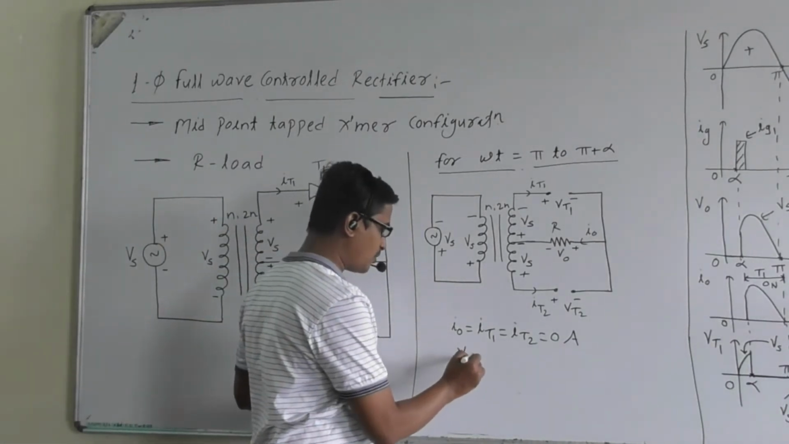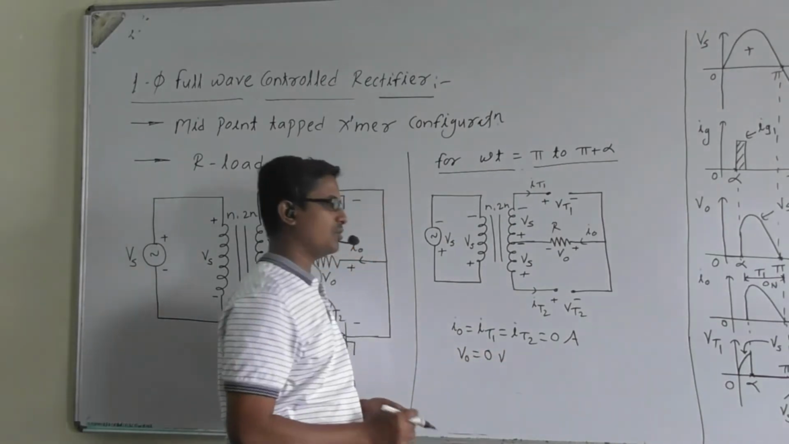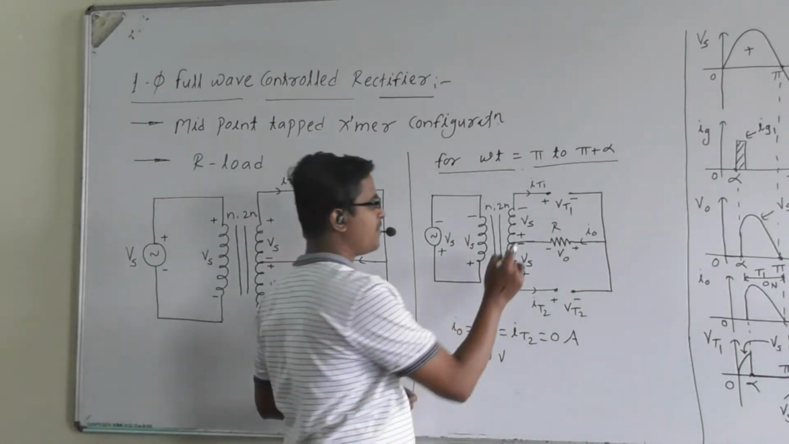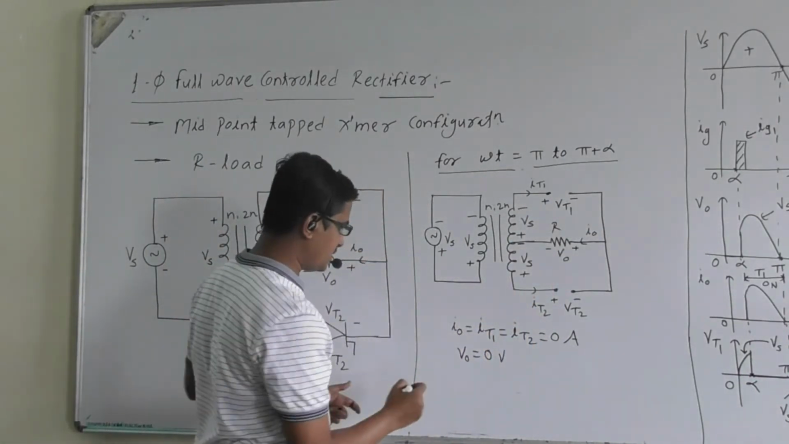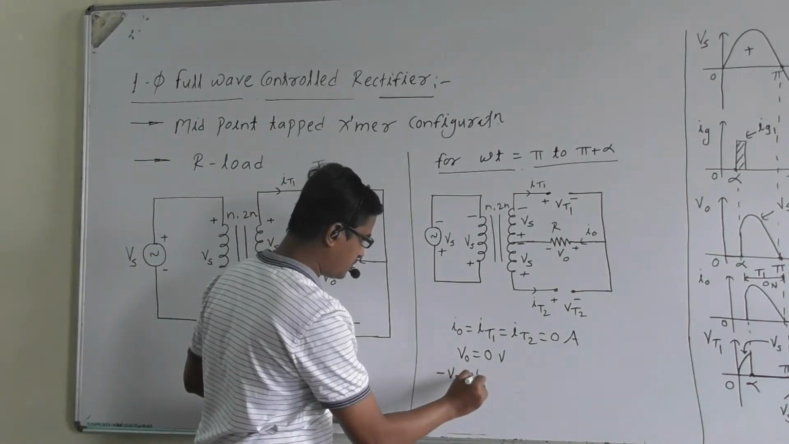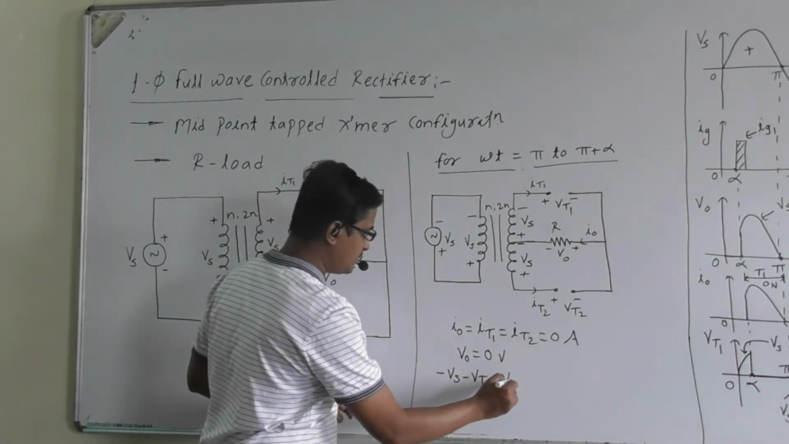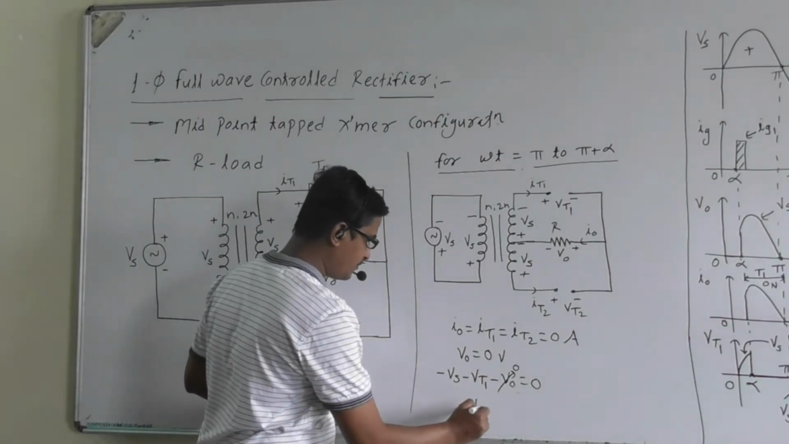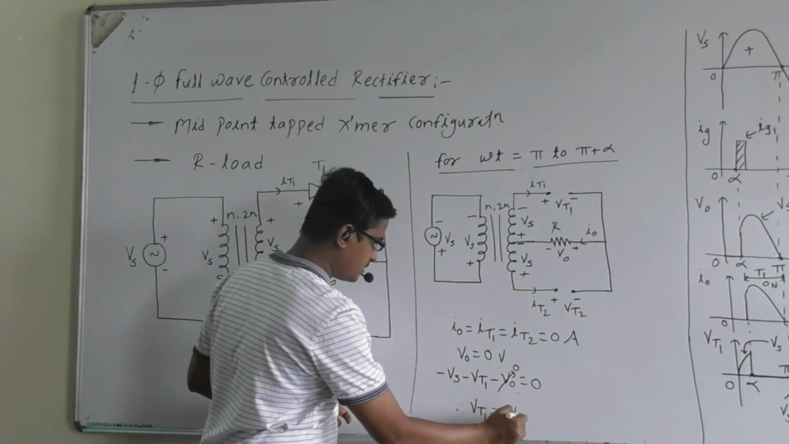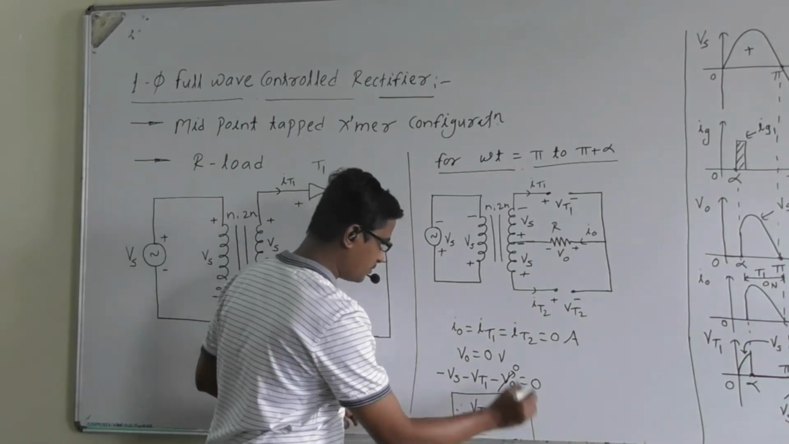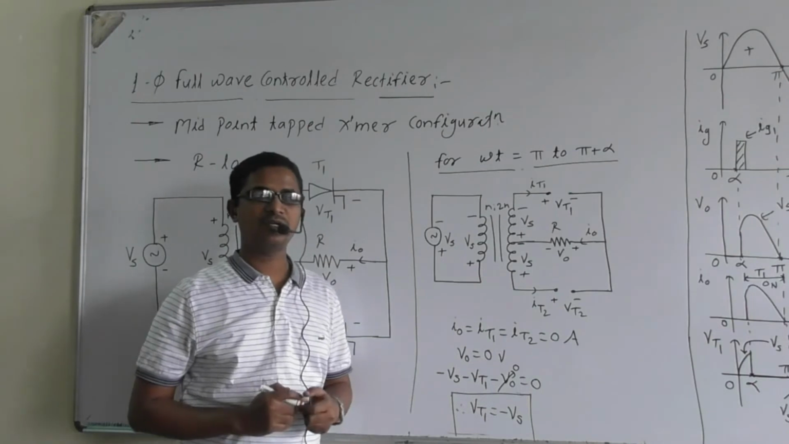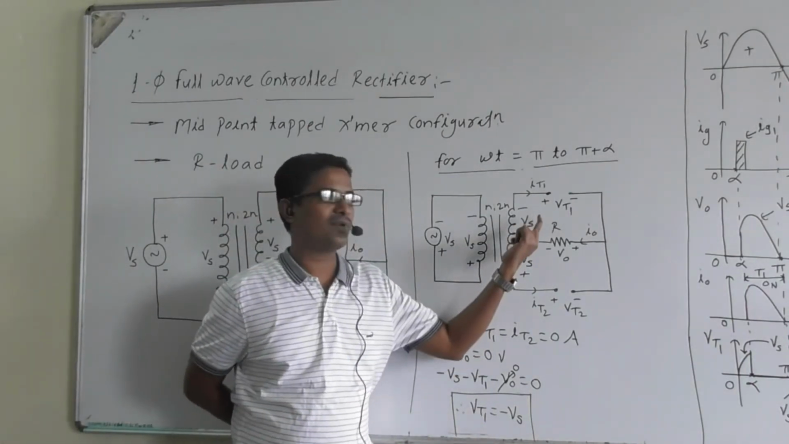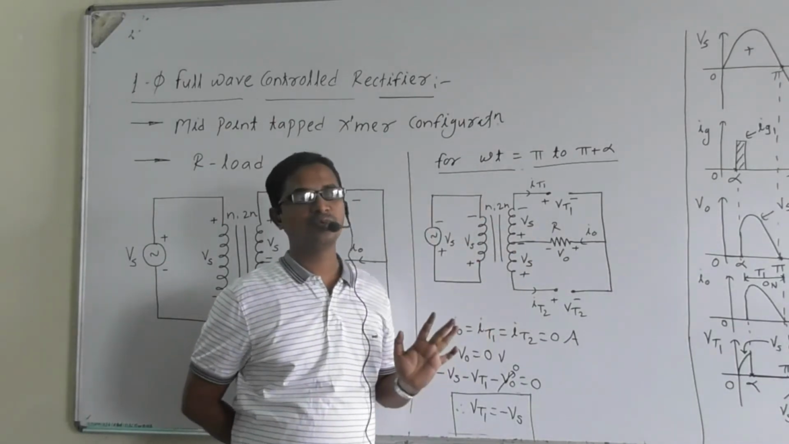Next, what is V0? V0 is equal to I0 into R, so V0 is also equal to 0 volt. Next, can we find VT1? Can we apply KVL to the upper loop? Yes, it is minus Vs minus VT1 minus V0 is equal to 0. Out of this, V0 is 0. So what is VT1? VT1 is equal to minus Vs. Are you getting the point? VT1 is negative, right? Why? Because thyristor T1 is in the reverse bias mode.